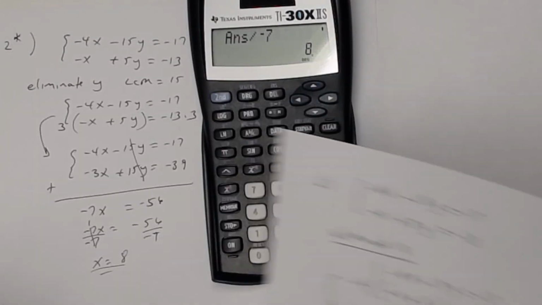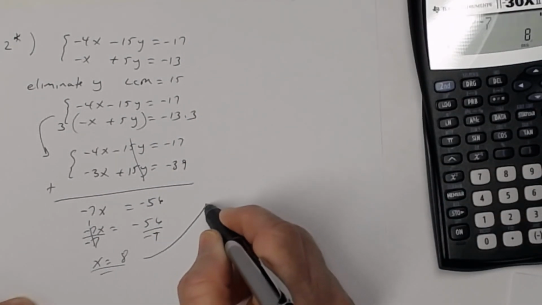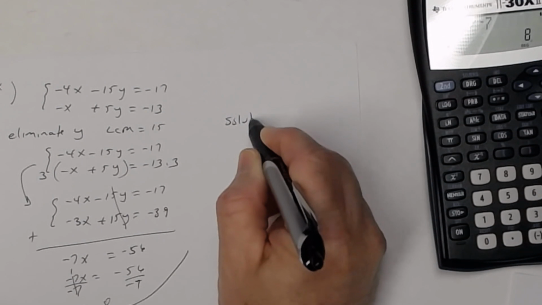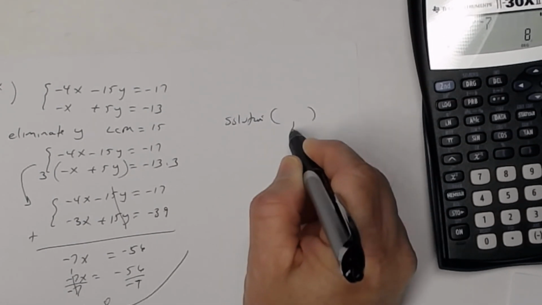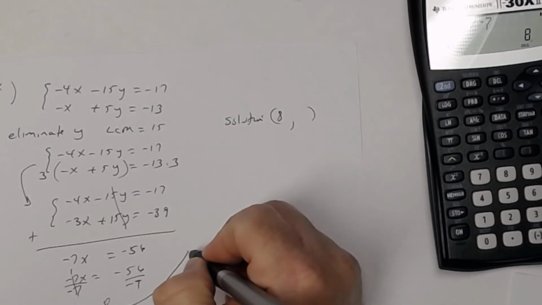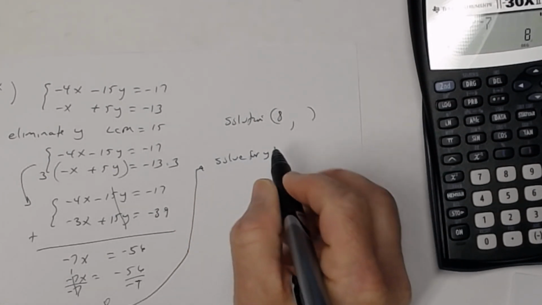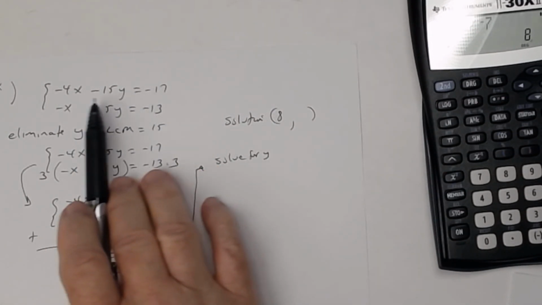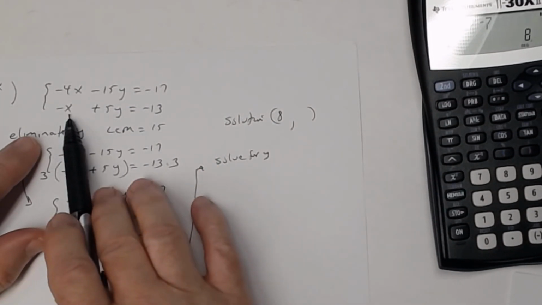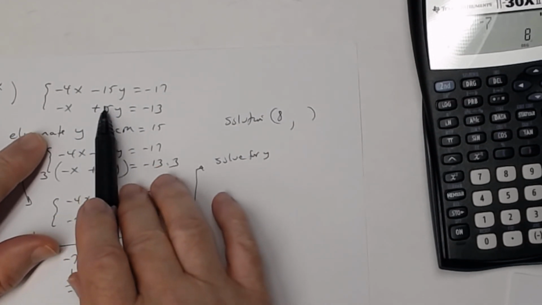Then to solve for y, you do what we just did in the previous problem. So now we got to solve for y. So far, my solution is x coordinate of 8. Now I got to find y. All right. So to solve for y, I'm going to use either one of those equations. I'm going to use the second one this time because in the first one I used the first equation. So let's use the second one this time.